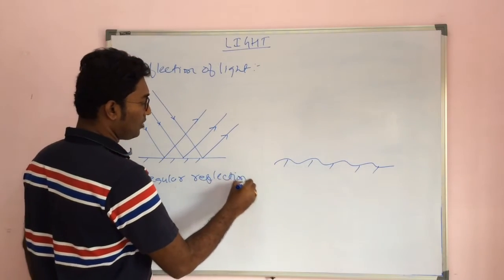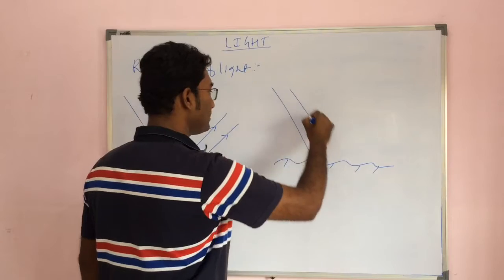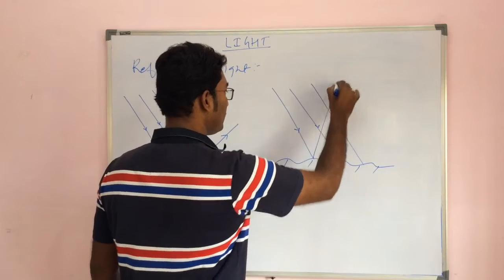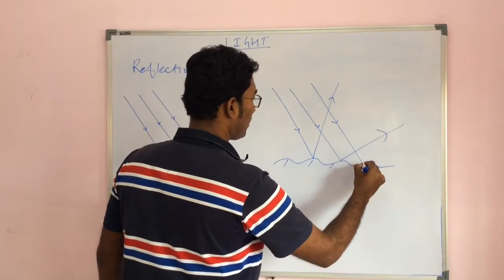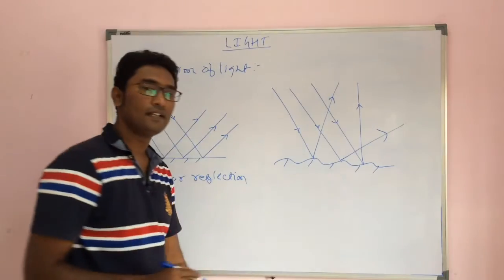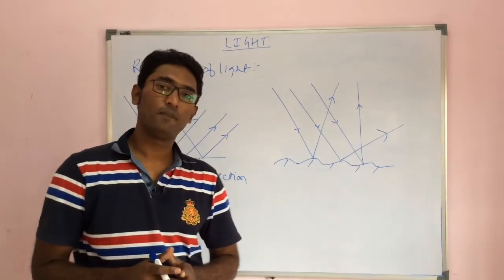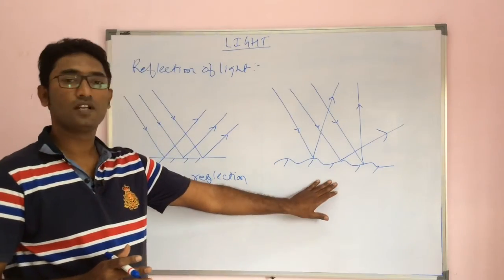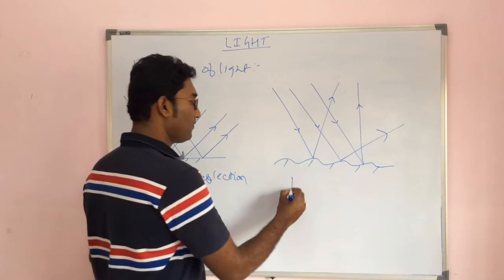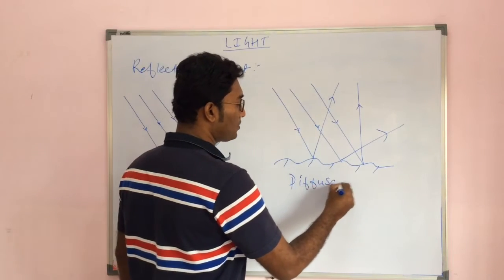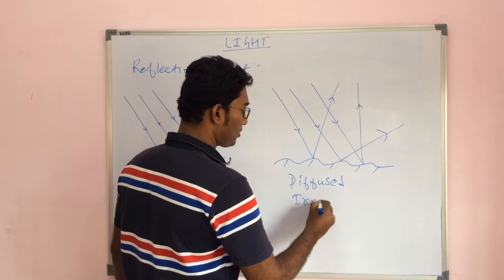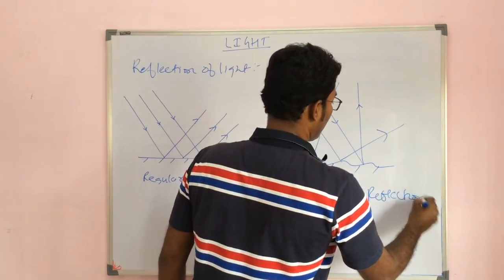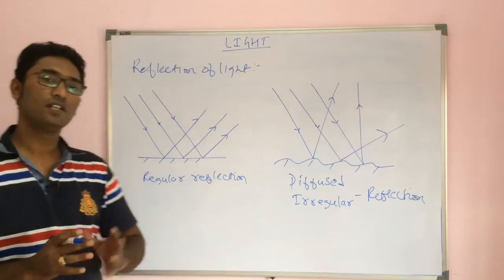And if a parallel beam of light is incident on an irregular surface, then it is observed that these light rays after reflection do not travel parallel. So this type of reflection is called irregular reflection. It is also called diffuse reflection, or diffused reflection, or irregular reflection.